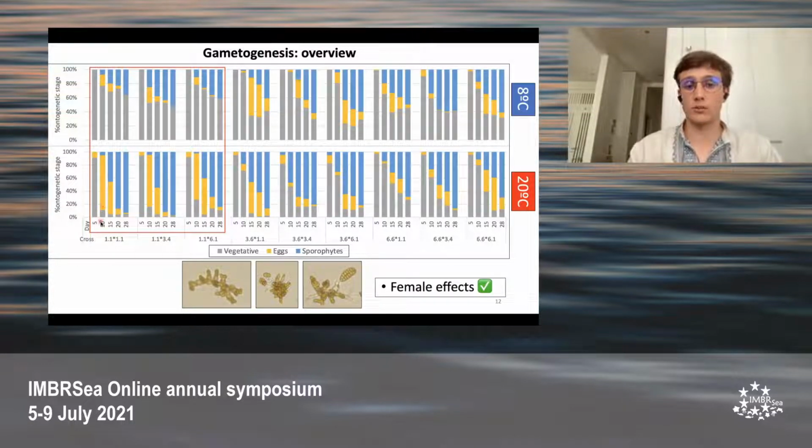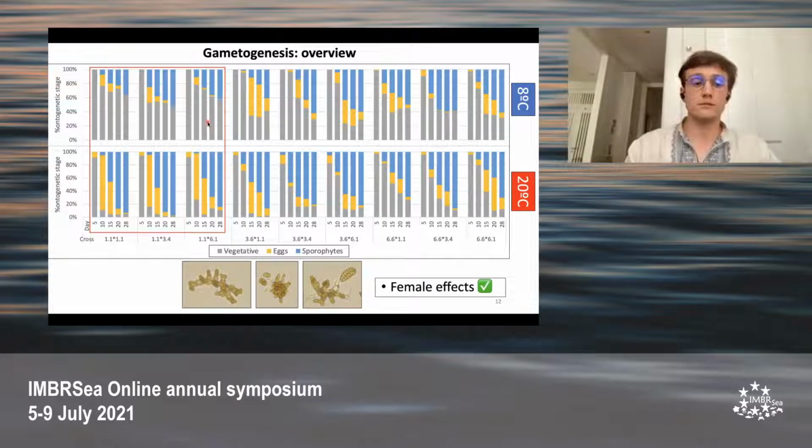One thing that we can note from this graph is that when we look at crosses with the same female, so for example, in the red box on the bottom, we see very similar patterns in progression across the 3 graphs, and it's the same on the top. And from this, we could infer that there are very strong female effects rather than male effects in how the gametogenesis progresses.